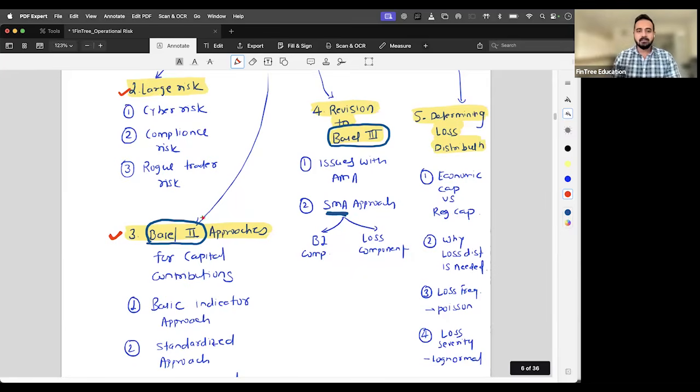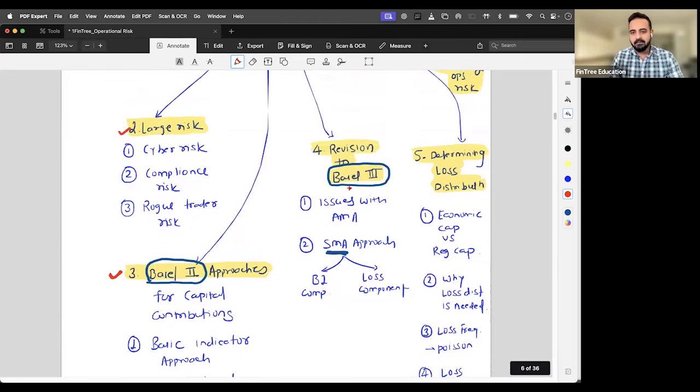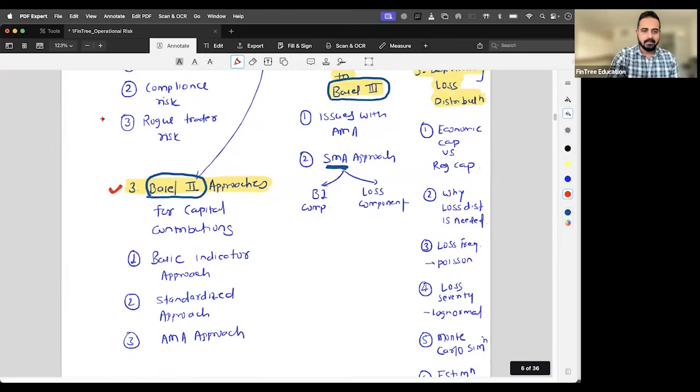So that's why Basel II becomes important. Of course, we don't use Basel II anymore. All of us have moved to Basel III, but we need to have some idea of what happened in Basel II on operational risk. Okay, so let us start there.